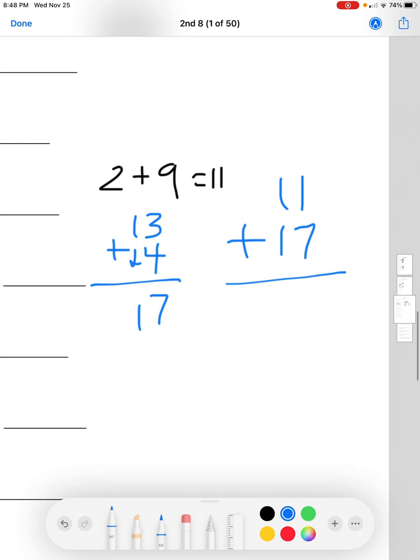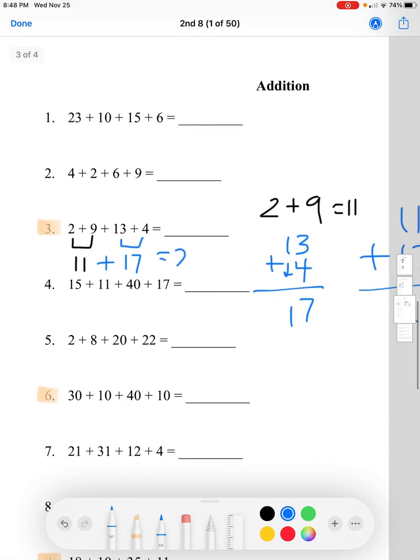11 plus 17, 7 plus 1 equals 8. 1 plus 1 equals 2. So it equals 28.